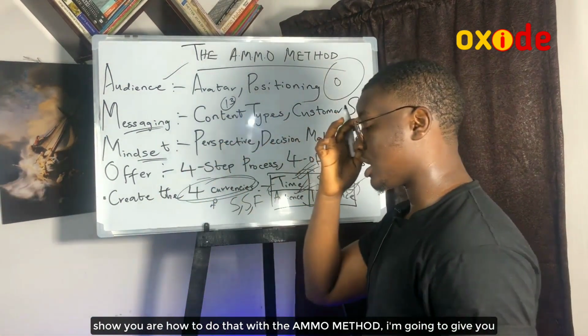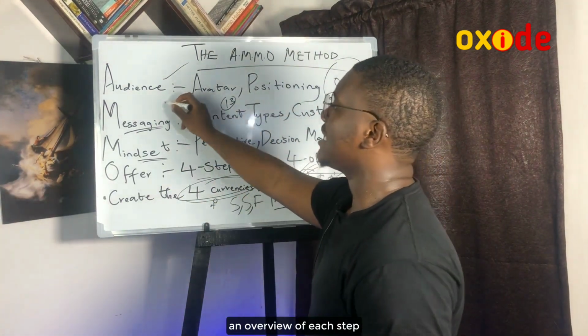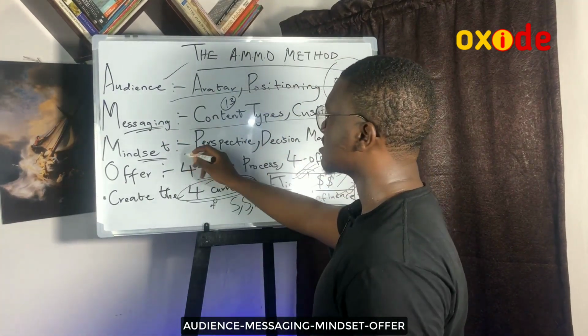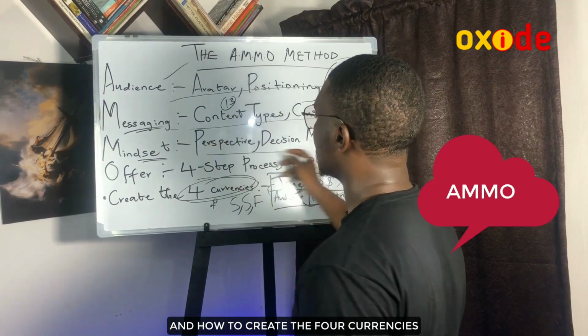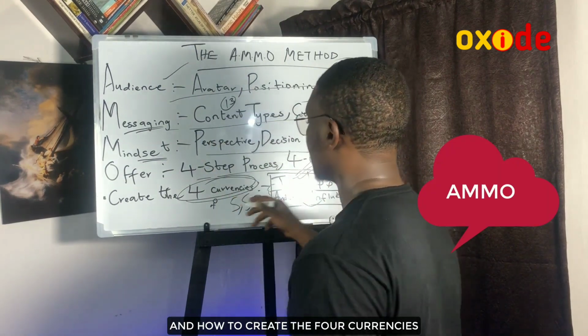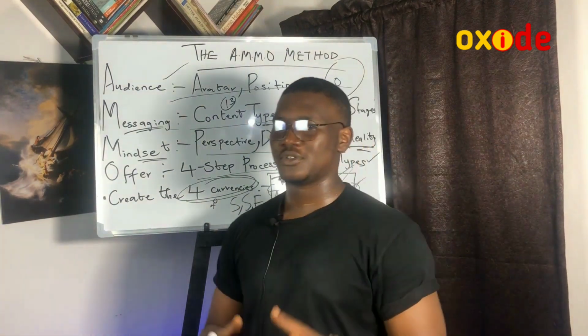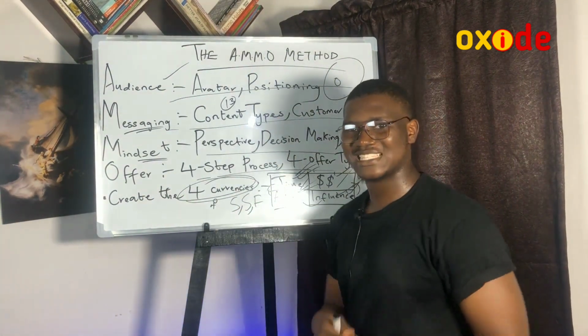I'm going to give you an overview of each step. We're going to look at audience, messaging, mindset, offer, and how to create the 4 currencies. So please watch all the videos on this. You're going to learn a lot. Let's get into it.